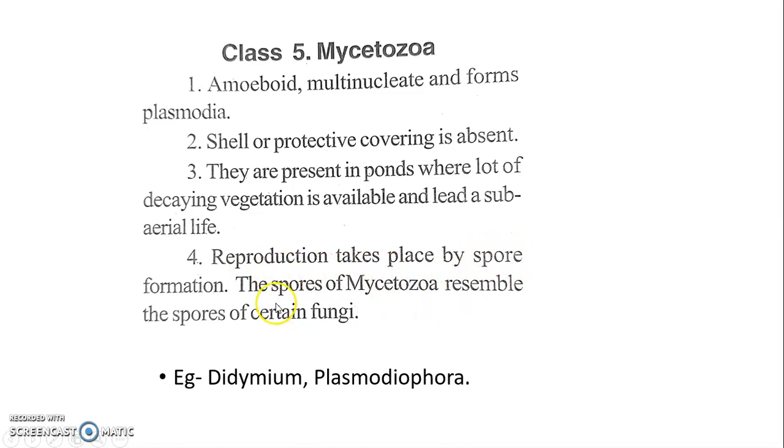Reproduction takes place by spore formation. They produce spores. The spores of Mycetozoa resemble the spores of certain fungi. Examples: Didymium, Plasmodiophora. These are the examples for class Mycetozoa.